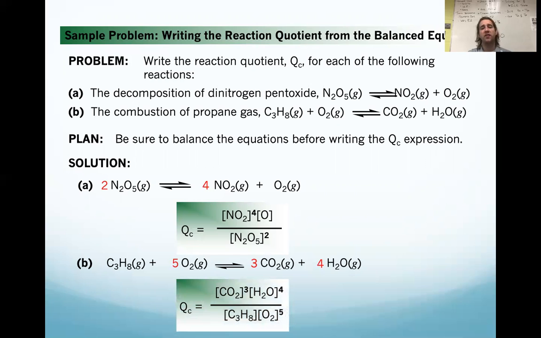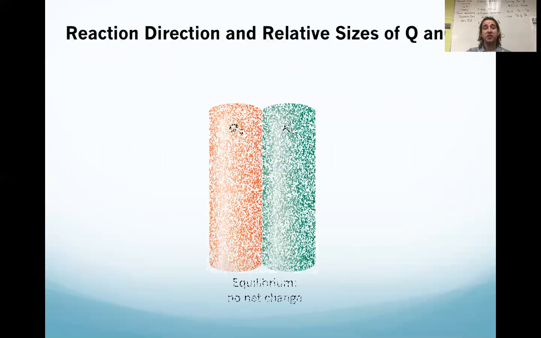H2O to the 4th, all over our C3H8, our propane to the 1st times O2 to the 5th. Cool. Hopefully this is layering in real easy. This should be pretty straightforward coming right out of your balanced equation. But if you want more examples, just let me know. Cool. So then we can actually use this.